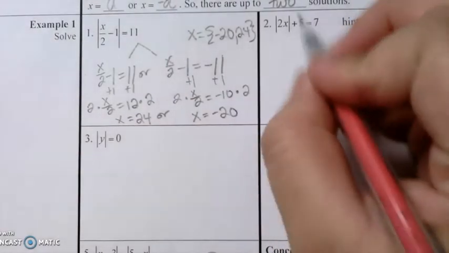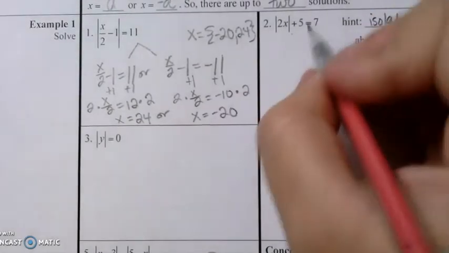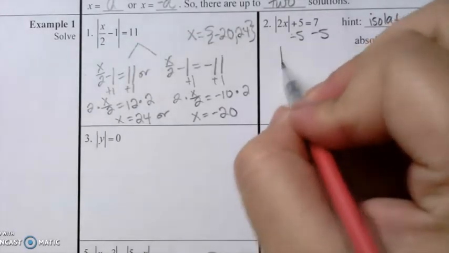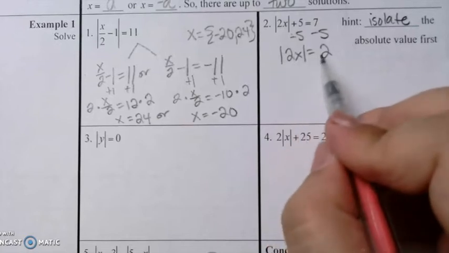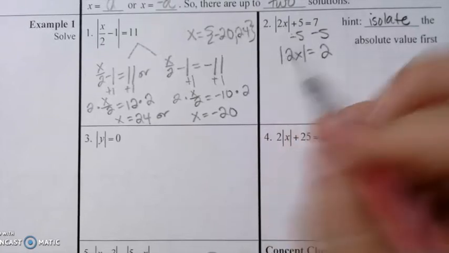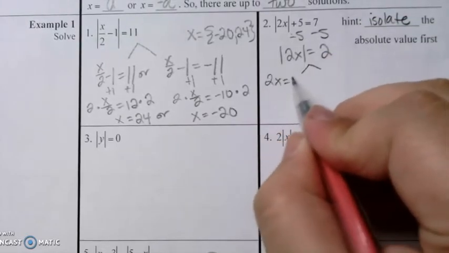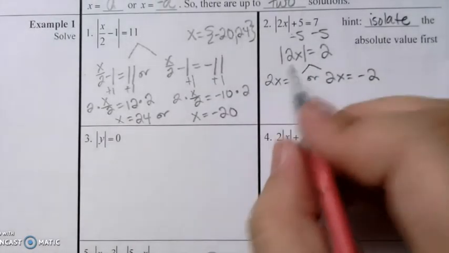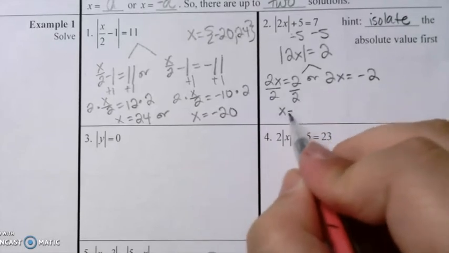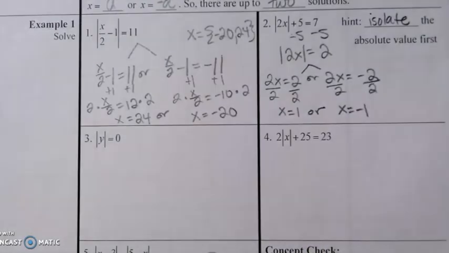In this example, we have to isolate our absolute value first. So isolate the absolute value first, subtract 5 from both sides. Then we get the absolute value of 2x equals 2. Notice we have not split into our 2 cases yet, so the absolute value bars are still there. Now when we split into our 2 cases, our absolute value bars go away. So we have 2x equals 2 or 2x equals negative 2. Solving each equation separately, divide by 2, so x equals 1, or divide by 2, x equals negative 1, giving us the solution set x equals negative 1 or 1.